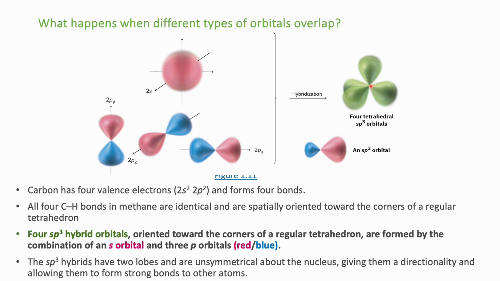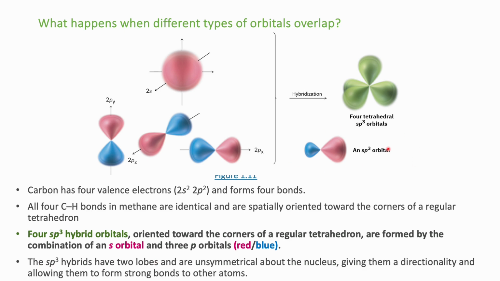For a central atom with 4 bonds, it will have 4 sp3 bonds, and it will form a tetrahedral shape. So just to review, carbon has 4 valence electrons and forms 4 bonds. We know this already. In methane specifically, which is CH4, we know that it forms a tetrahedron. And when these orbitals hybridize together, we get 4 sp3 hybrid orbitals.